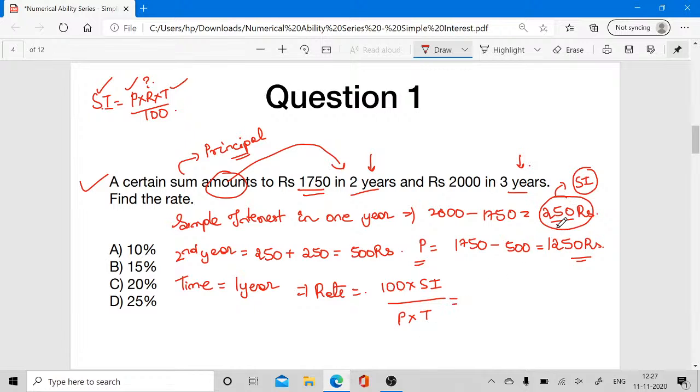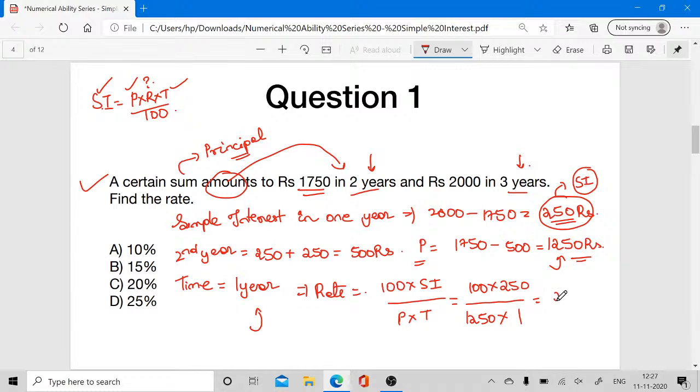What is my SI? My SI is the 250 rupees. So 100 into 250, right? Divided by what is my principal? My principal is 1250. 1250 into what is my time? My time is 1 year. 100 into 250 divided by 1250 into 1.